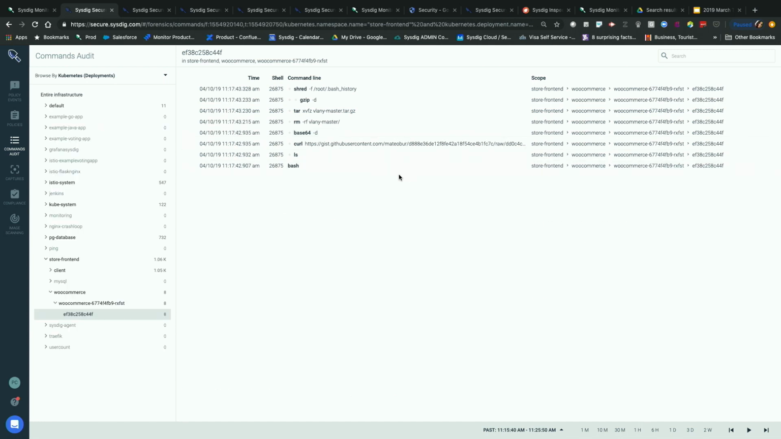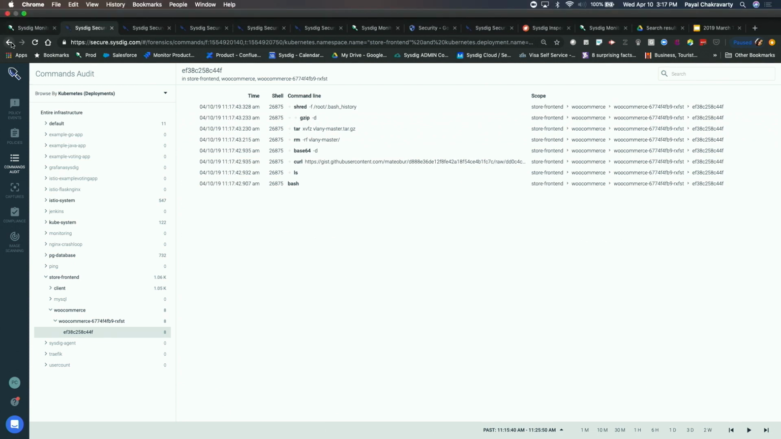And here, as you can see, somebody bashed, uploaded a file, removed it, untarred it, and then shredded it, unzipped it and zipped it, and shredded the bash history, right? And you can observe the name of that file, vlanY master. So now I have a capture of every single keystroke on that machine before that violation was triggered, and this is going back in time. The container is gone, and you can still go back and look at it.